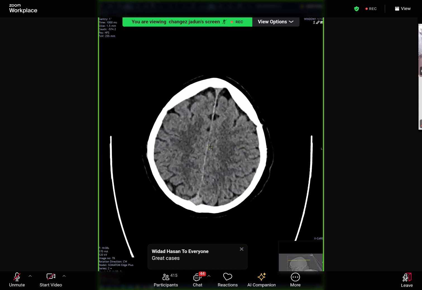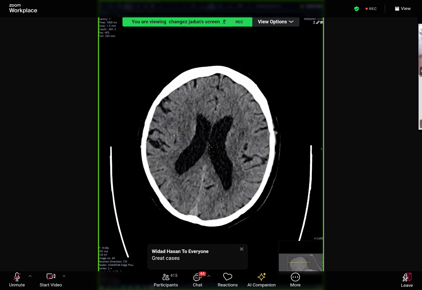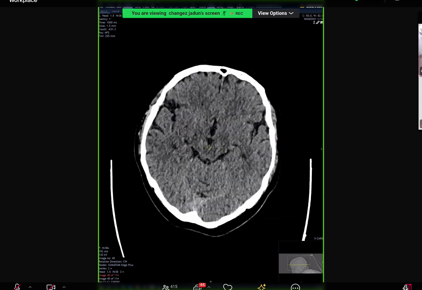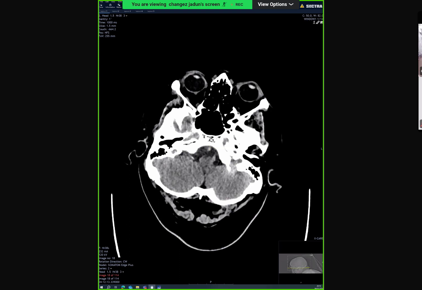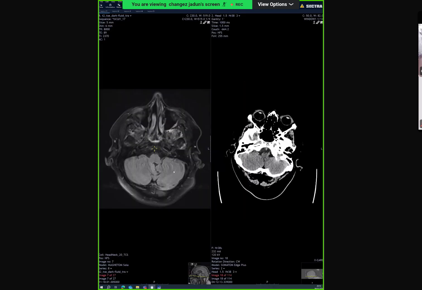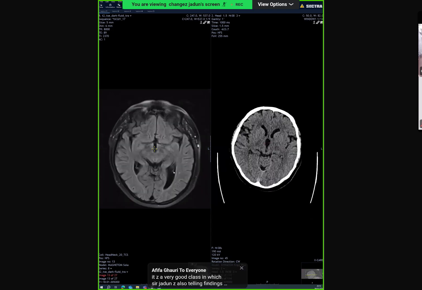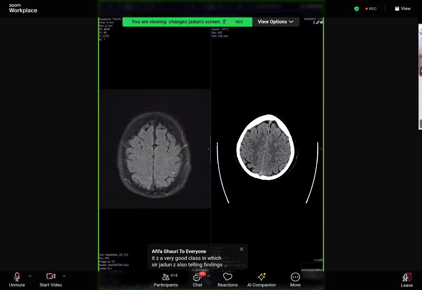Because nothing much was visible on the CT scan and the clinical history was strong, they referred the patient straight to the MRI. So I am going to show you both the CT and the MR for your comparison purposes. So here is the MR. I'm giving you the FLAIR sequence.